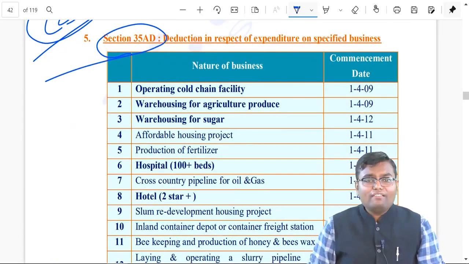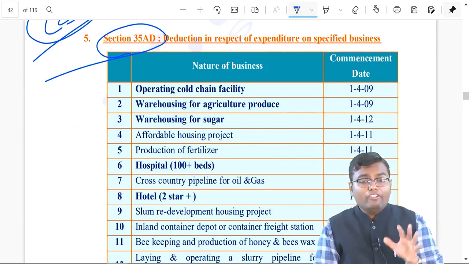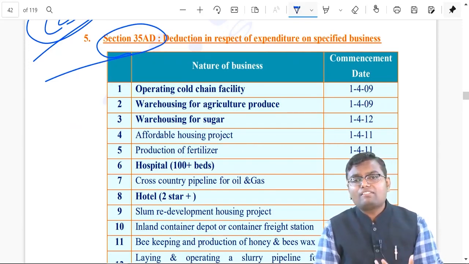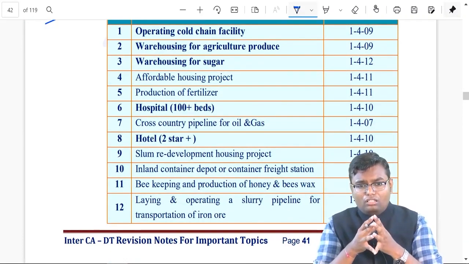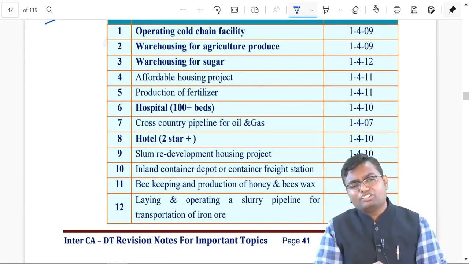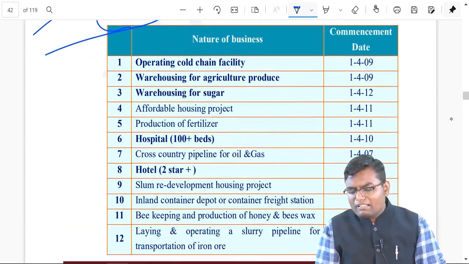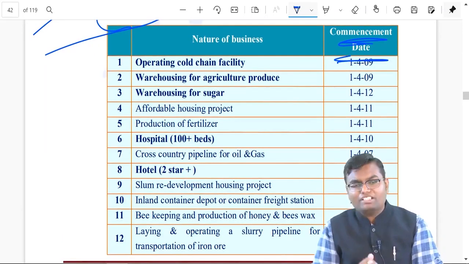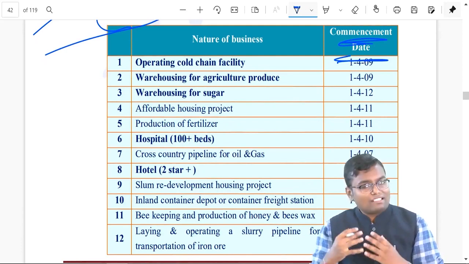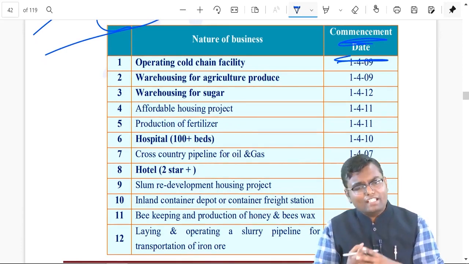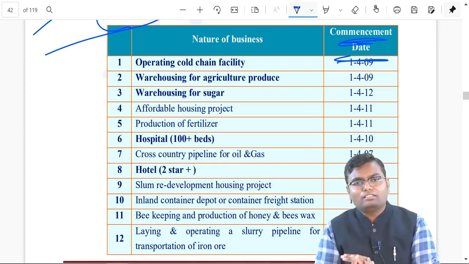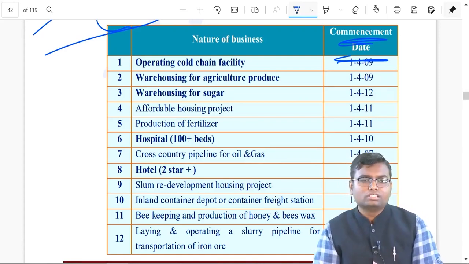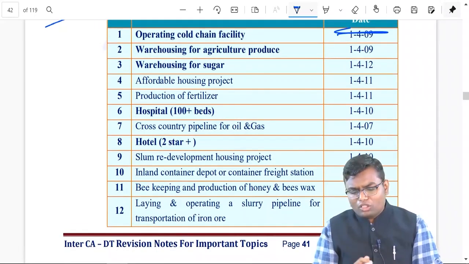Now section 35AD. If you are engaged in some specified business, the names of which are mentioned below, the nature of the business is mentioned here, and if that business was started after the date which I have mentioned over here, if you have started the business after this date and your business is of a particular nature, 100% of your current year and prior period expenditure, whether revenue or capital, you will get as a deduction. Now all the nature of businesses I am not reading aloud.